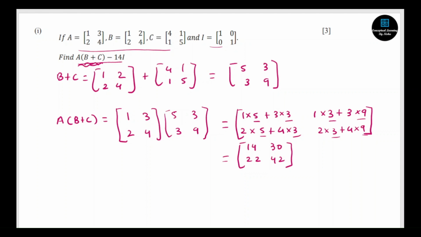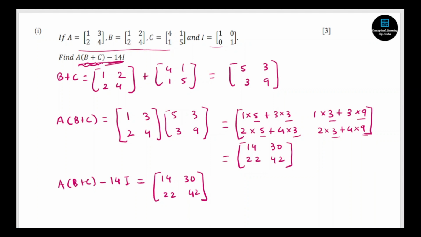Alright, and now the last step. Don't forget this. You have to subtract 49. So let me write this. A times B plus C minus 49. This gives me, so what do I have to do? 14, 30. Copy this correctly. Again, a very common mistake.